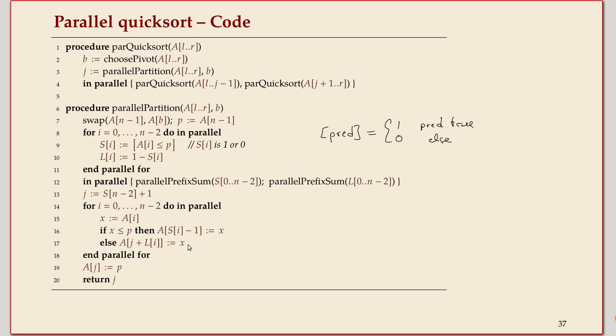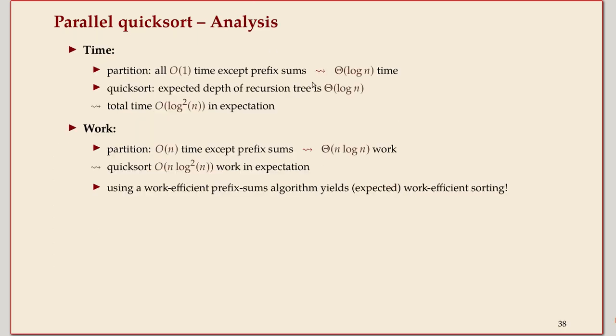So that's the step here. Depending on whether it's a small or large element, it goes to the left or right part. And you can check whether I made mistakes in the indices. But this is how it should look like. Questions on parallel quicksort? OK, then let's see how well it does.